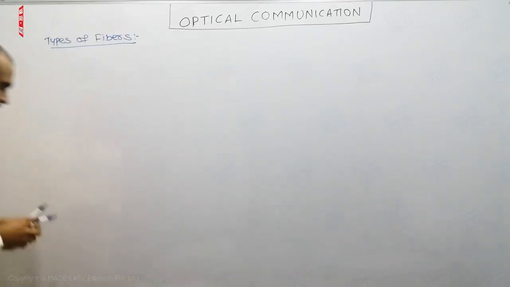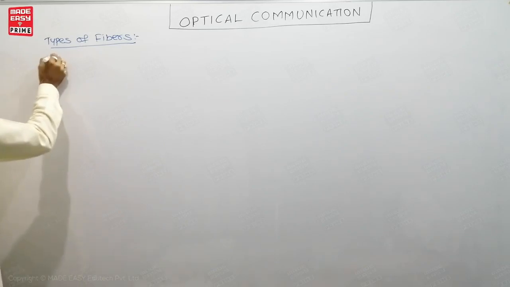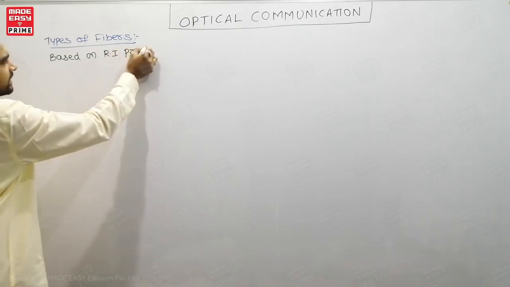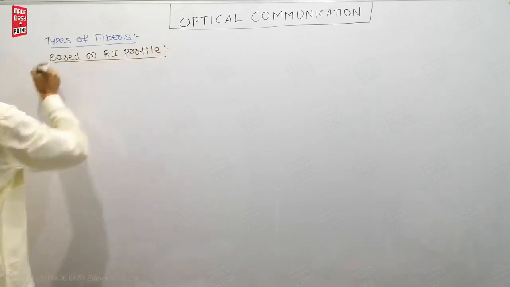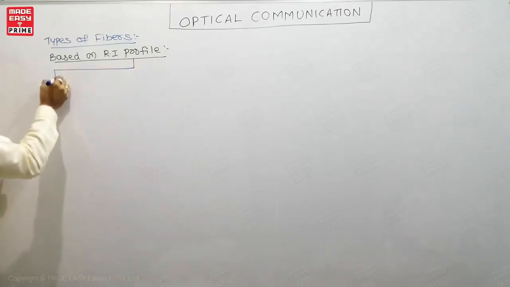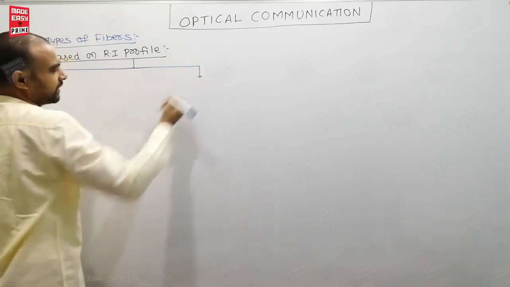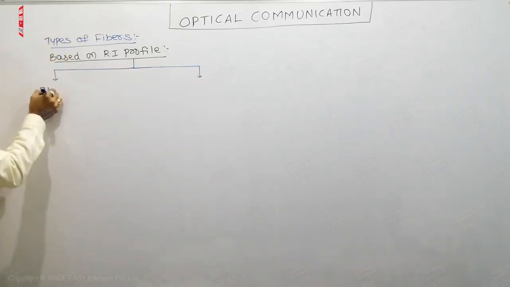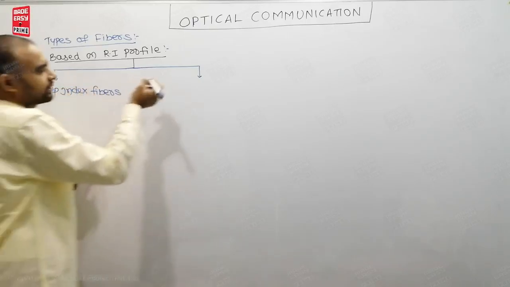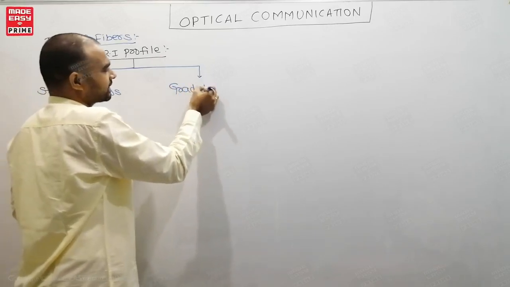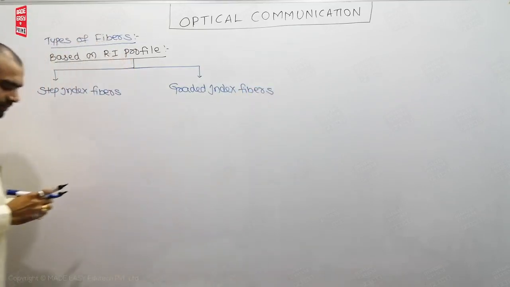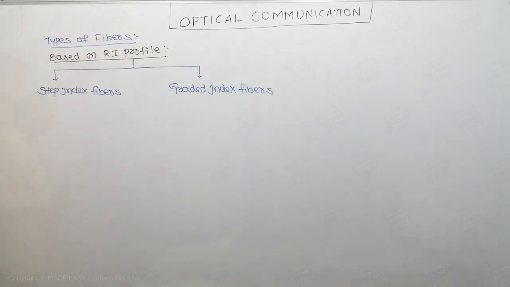Right. So next one is based on the refractive index profile. If you see, based on the refractive index profile, there are two types of fibers. First one is called step index fibers, and second one is called graded index fibers.